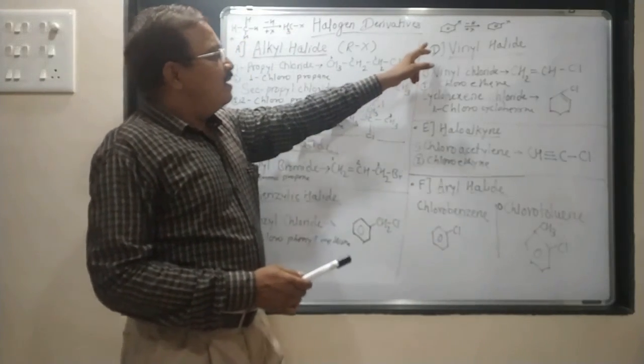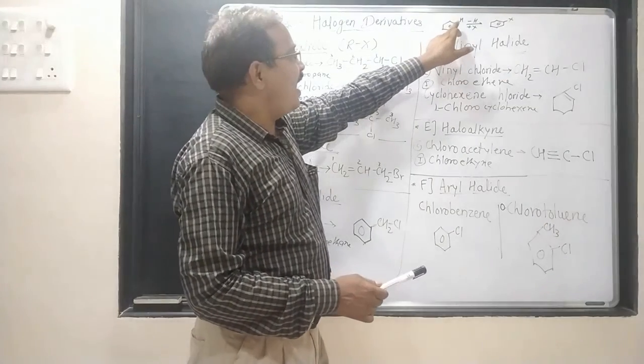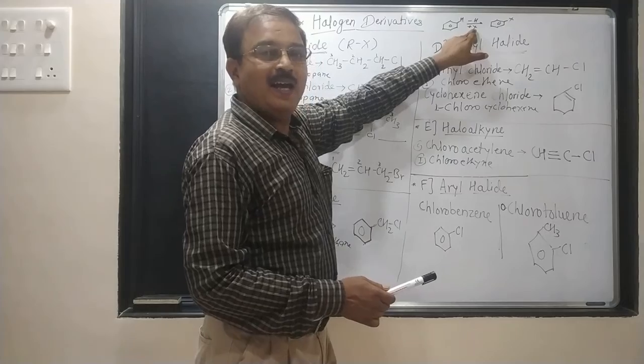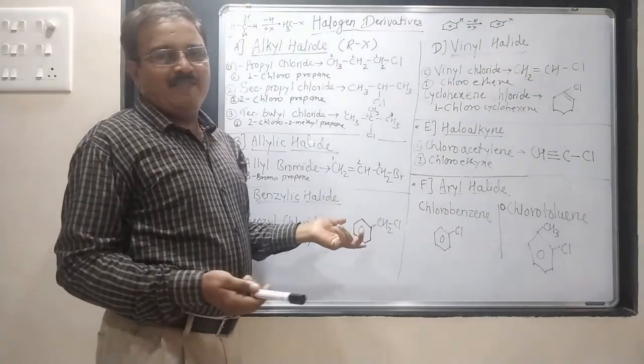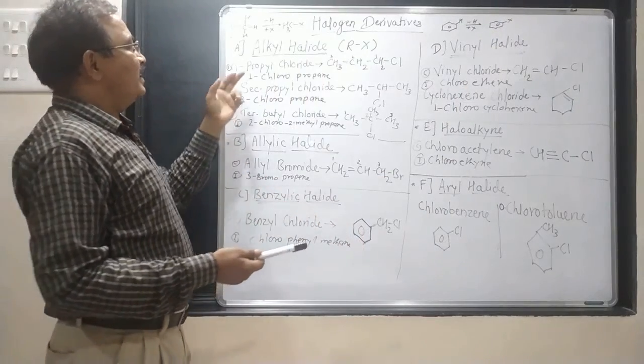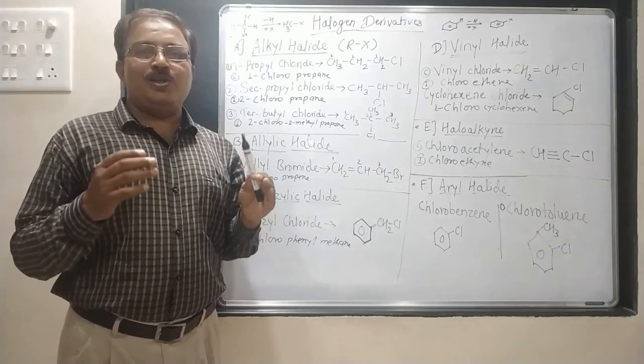Okay, now here another example is there. There is an aromatic ring where a hydrogen atom is replaced by halogen, called an aryl halide. So the halogen derivatives definition is clear. Now let us try to understand a few examples of halogen derivatives.